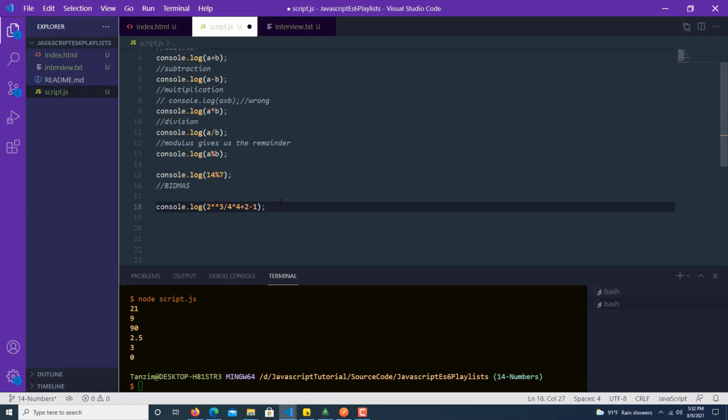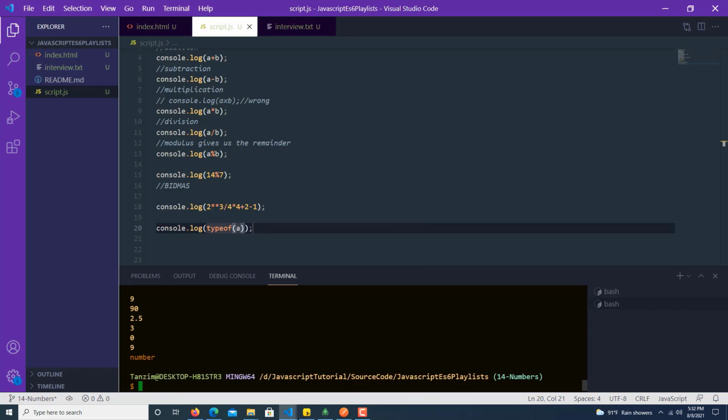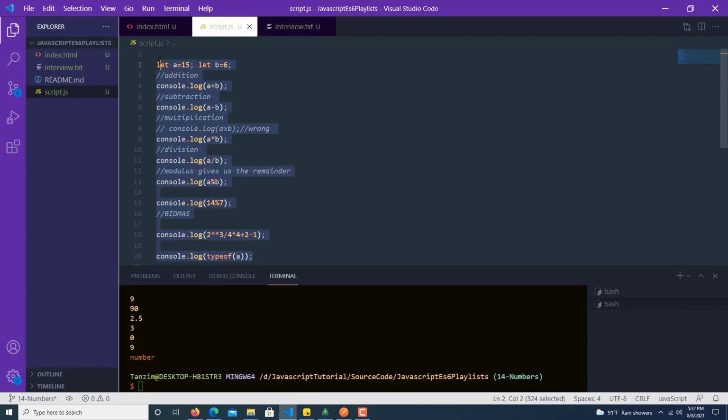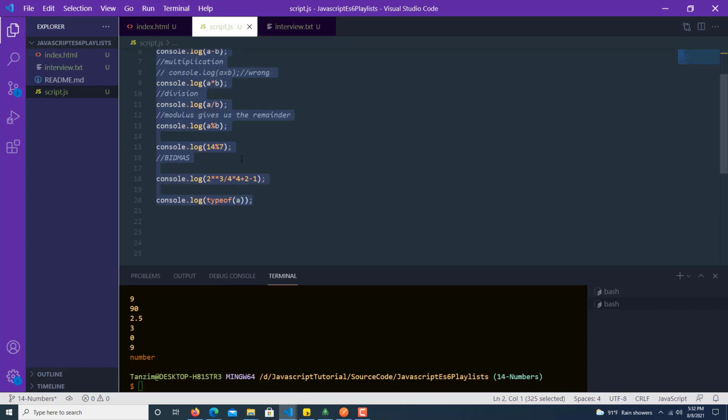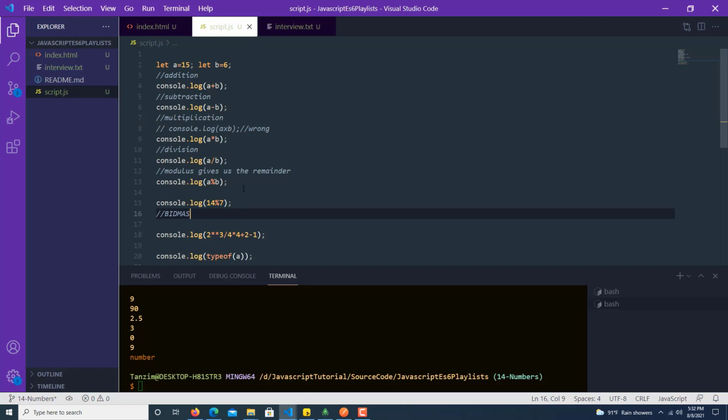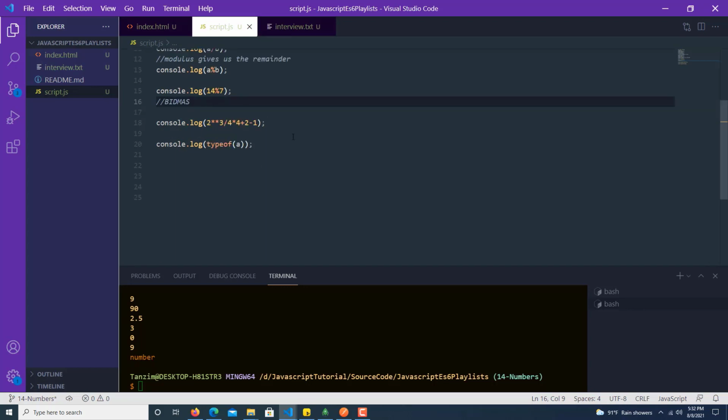Okay, so now I guess we're very much clear with this. And if you want to test the data type, suppose you want to test what type of it is. If you run the script, it gives you a number. So now we are very much clear with what the number is, and I'm going to discuss three built-in methods for numbers in the next tutorial. For now, you can just play around with these, play around with BIDMAS, and I guess you would be fine.